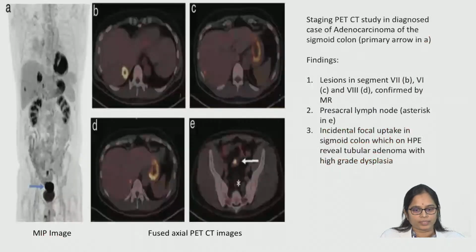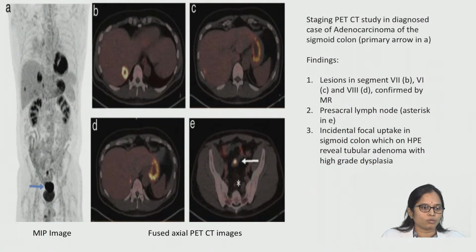So let's see one example. A 61-year-old male diagnosed with adenocarcinoma of the sigmoid colon. This is the maximum intensity projection image. This is the primary lesion, with adjacent local lymph nodes. This patient had a preoperative resectable liver lesion, so this patient underwent PET CT. The PET CT showed a lesion in segment 7, but 2 lesions were picked up in PET, that is, in segments 7 and 8, which were confirmed by biopsy.